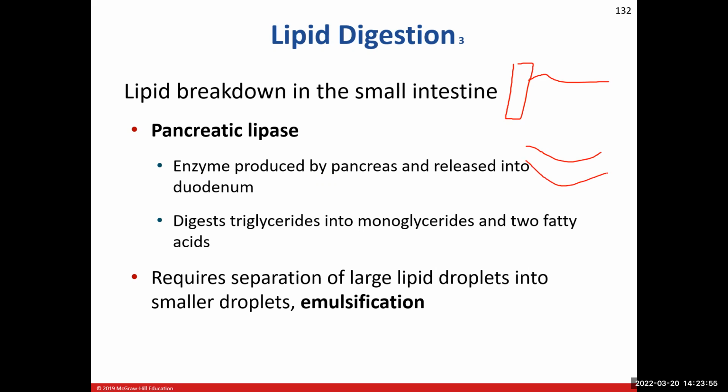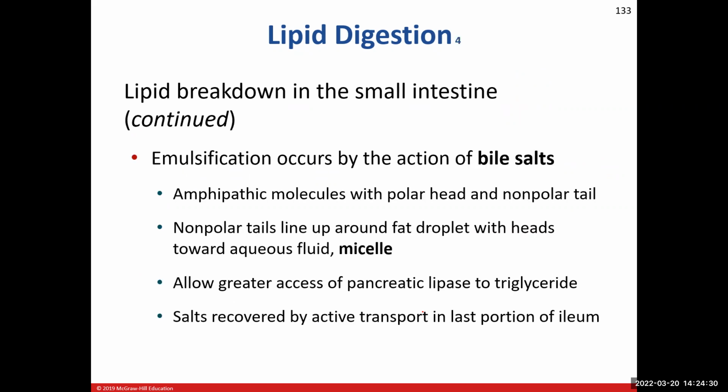So one of the problems is because, again, we are dealing with non-water soluble structures here. What we need to do when we are undergoing lipid digestion is we're starting out with something big and making it into something smaller. And so when we're dealing with our large lipid droplets and we want to get them into smaller droplets, we are going to undergo this process of emulsification. This is where our bile salts come into play. They are going to help with that process of emulsification.